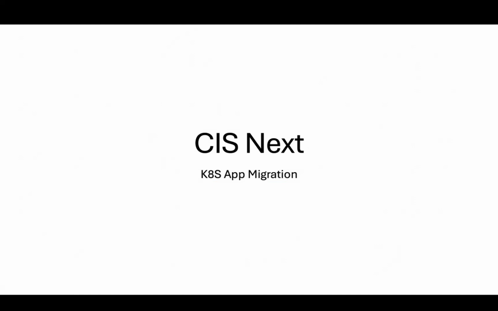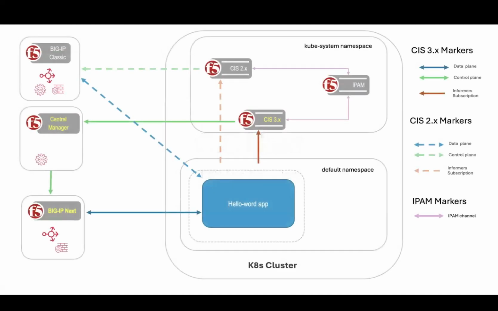Before that, let me show you how the current architecture looks like, what the components are and how they are deployed. We have a classic Big IP deployed in our lab where the current CIS 2.x is pointing to, and it is monitoring the resources in the default namespace where I have deployed a Hello World app, and it is exposed to the classic Big IP. Now, I'll be deploying another CIS 3.x which will point to the central manager, and in turn the central manager will deploy the app to the Big IP Next.